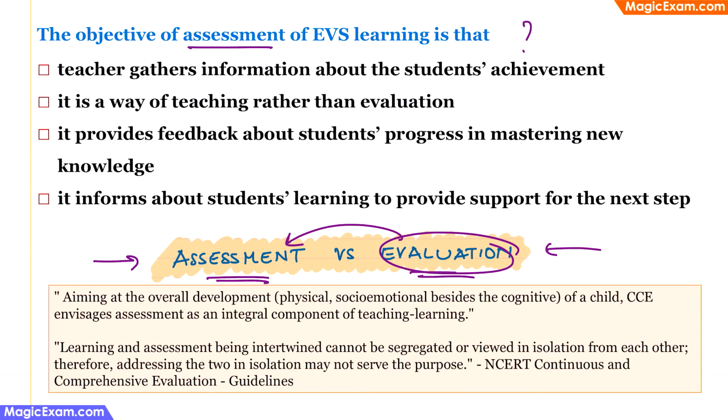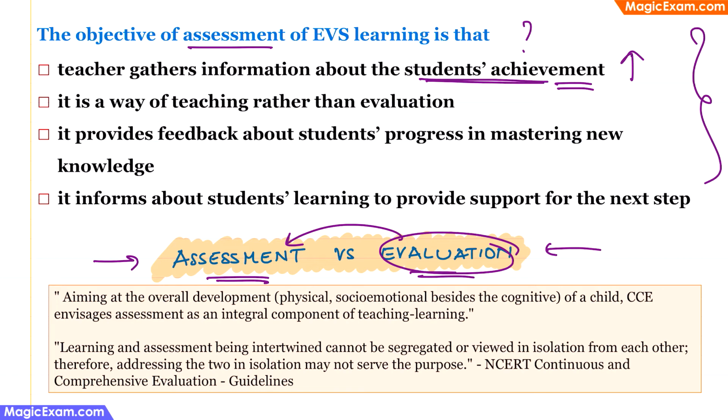Now, when we look at the four answer choices, the first one says that the teacher gathers information about the students' achievements. Now, this is a high level statement because it is saying that the teacher is not just looking at the marks that the child has scored in a particular test, but the teacher is actually looking at the high level achievements of the child. Therefore, this is probably the highest level statement among the four.